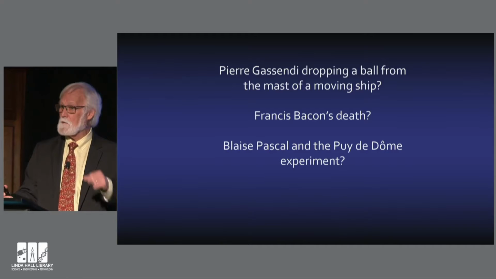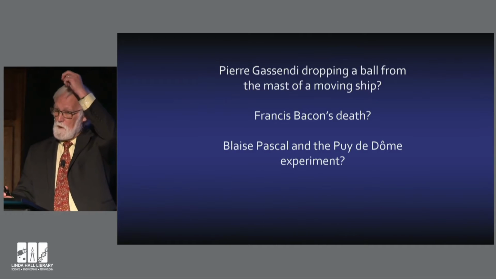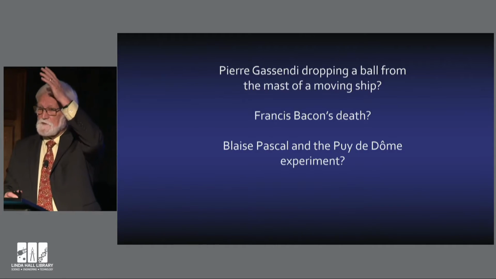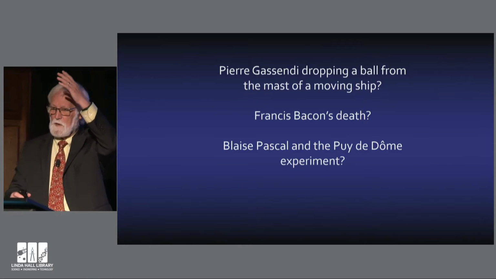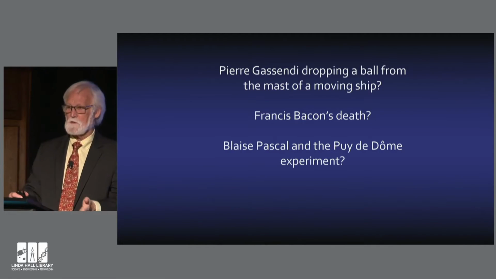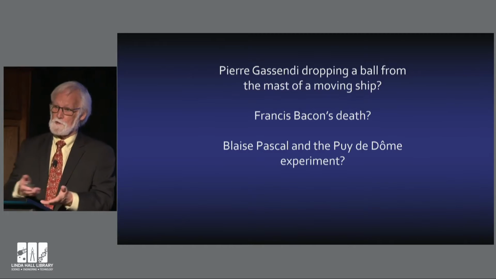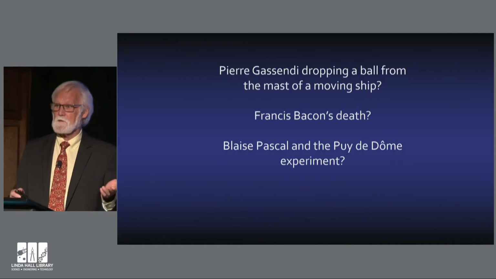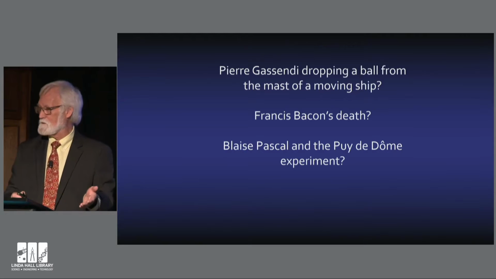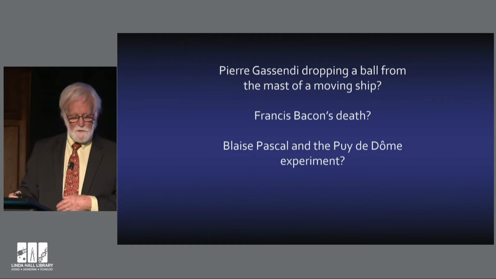Pierre Gassendi dropped a ball from the mast of a moving ship, because Galileo had said, but he didn't do the experiment, that if you did so, the ball would fall at the foot of the mast because it would share in the inertia of the moving ship. So he actually did it to see if, in fact, it falls at the foot of the mast, and it did. So that was a pretty famous experiment.